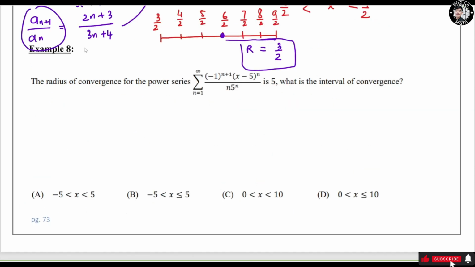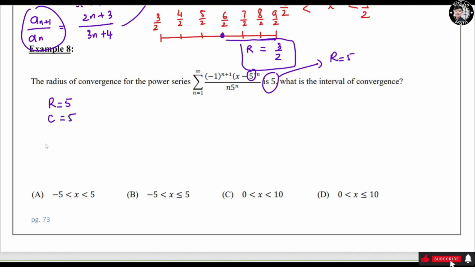Now let's move on to example number 8. The radius of convergence for the power series is 5. What is the interval of convergence? Alright, so we have the radius is 5, right? We have the center right here is 5, right?